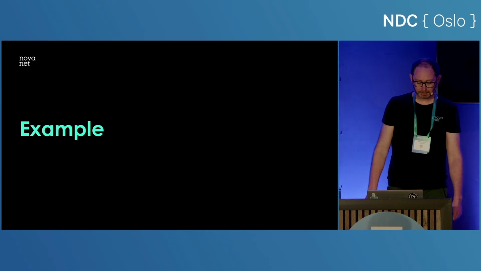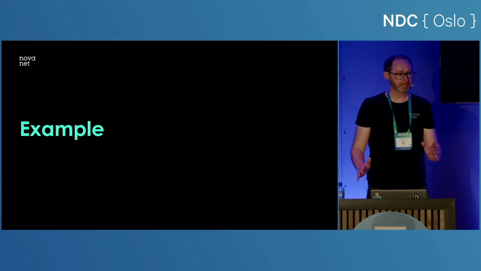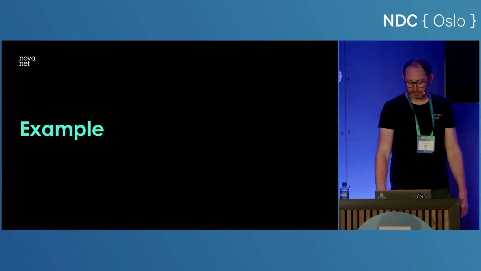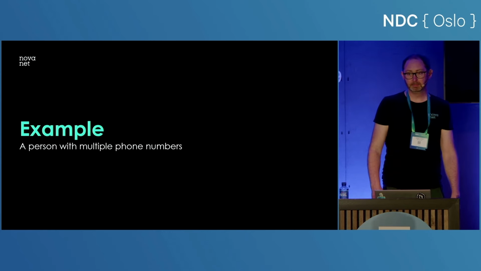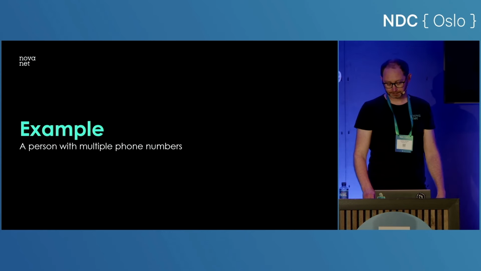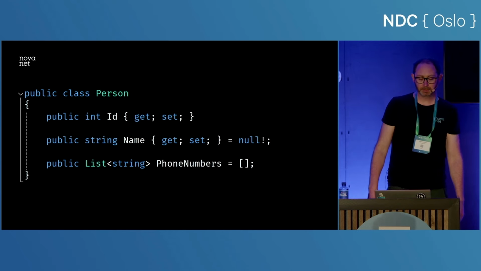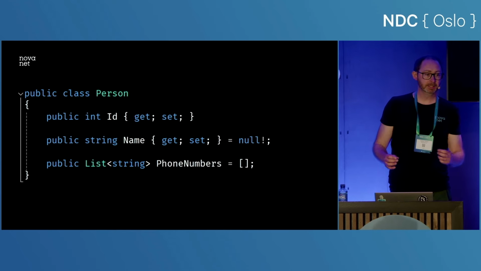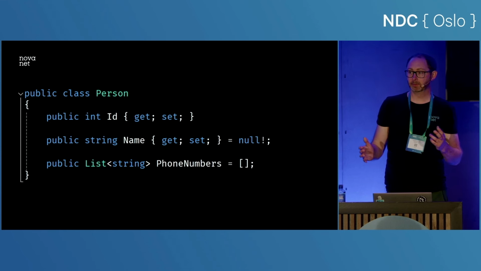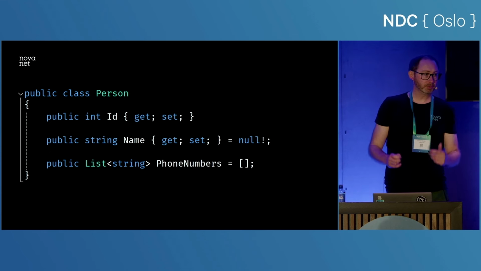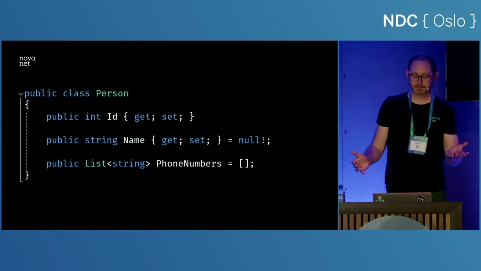So I'm just going to jump straight into a basic example. So we have a person with multiple phone numbers. So I created this class, a person, with an ID, a name, and a list of strings representing the phone numbers. So how do we model this to the database?